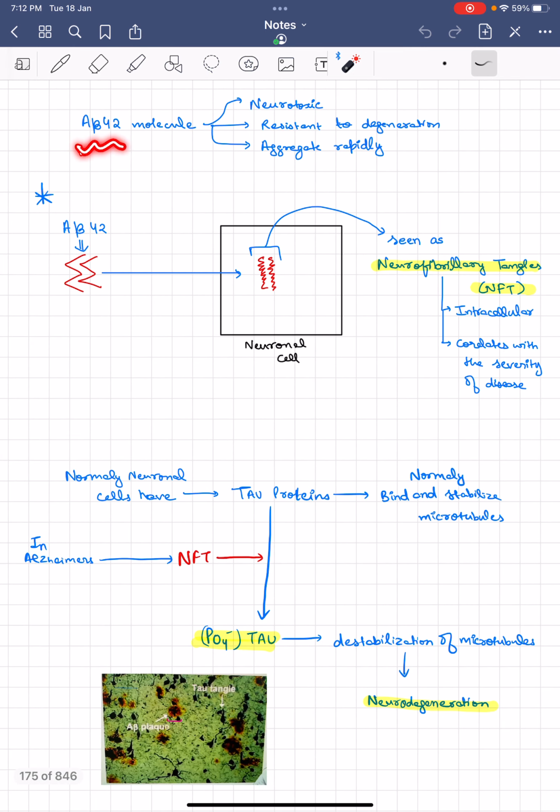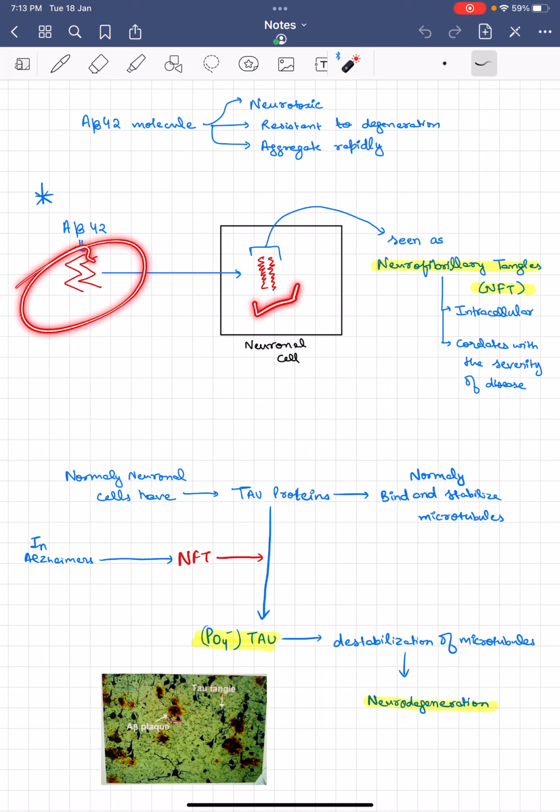Moving on to the A beta 42 molecule. A beta 42 is neurotoxic, resistant to degeneration, and aggregates rapidly.